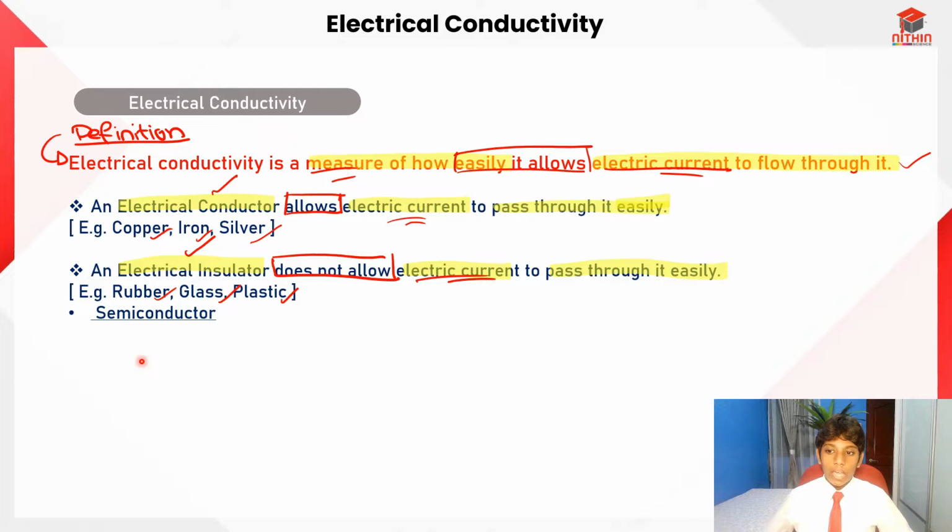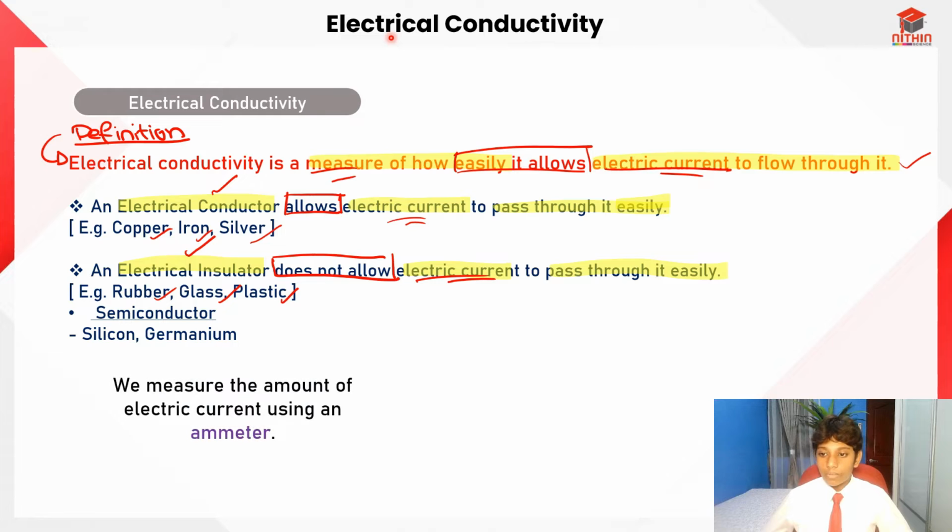Now let's take a look at a semiconductor. So what are semiconductors? Semiconductors such as silicon and germanium. Semiconductor meaning it conducts electricity in a semi way. That's what it basically means. It's in the name itself.